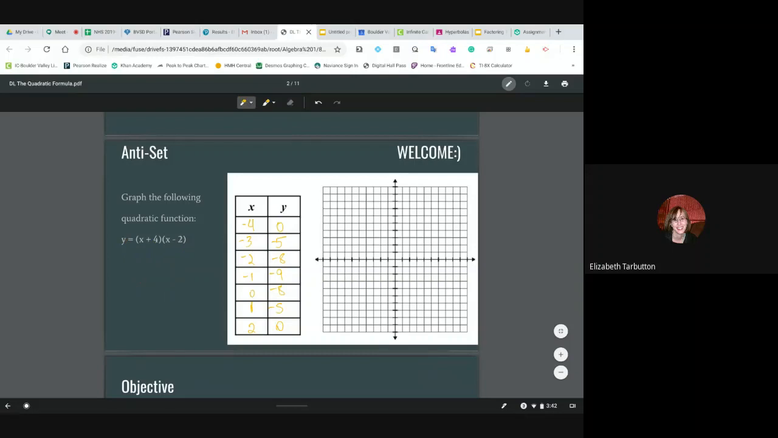So we can start putting our points on our graph. We have a point at -4, 0, and a point at -3, -5. We have a point at -2, -8, and -1, -9, 0, -8, 1, -5, and 2, 0. And so by using the coordinate pairs from our table, we can make our graph. And that is our graph of the function.